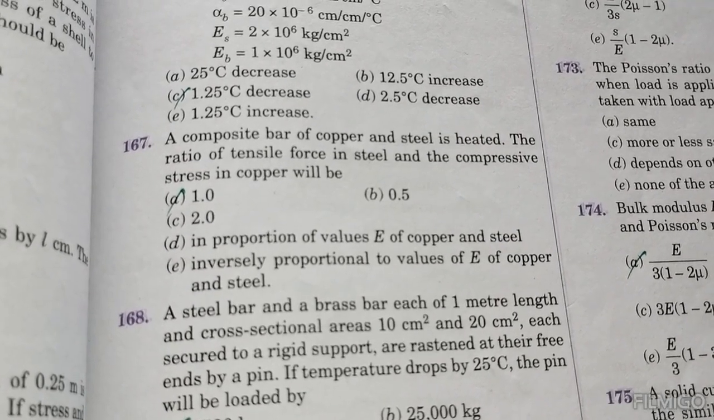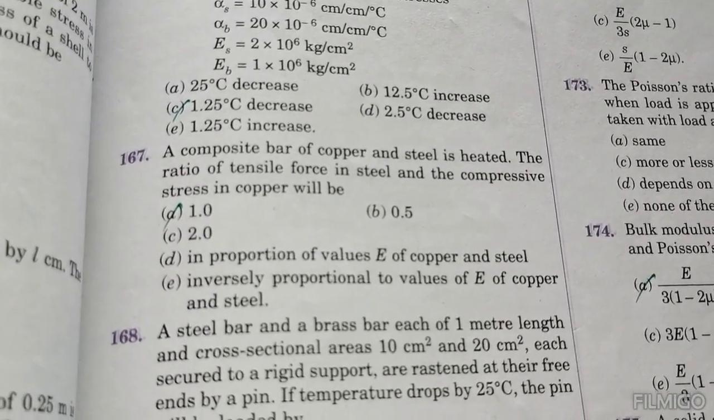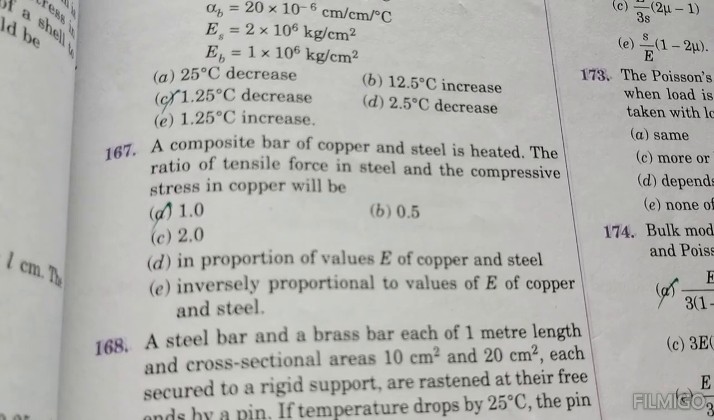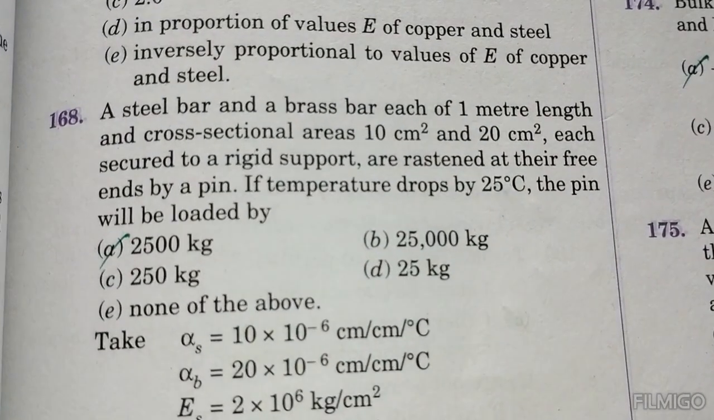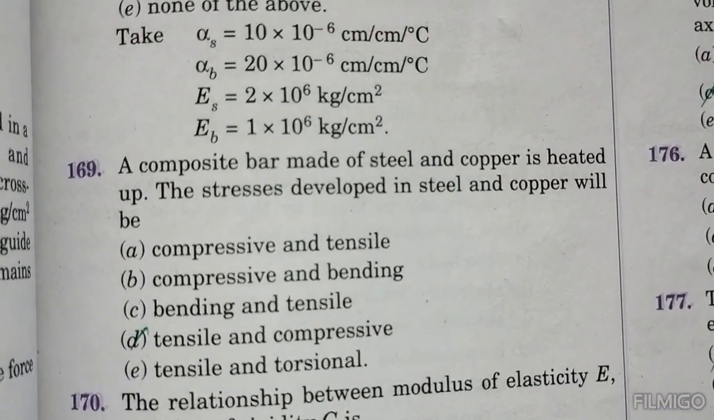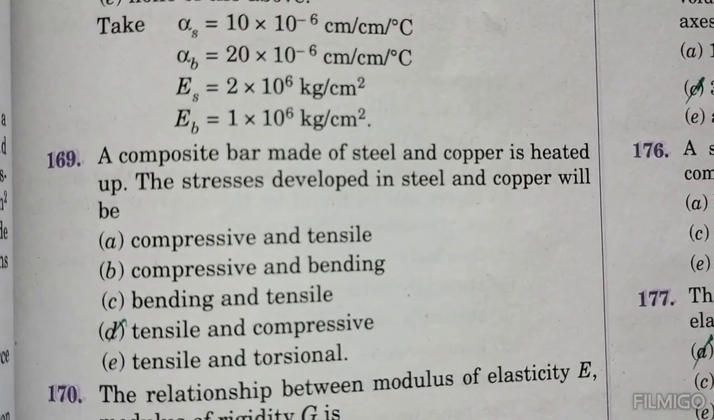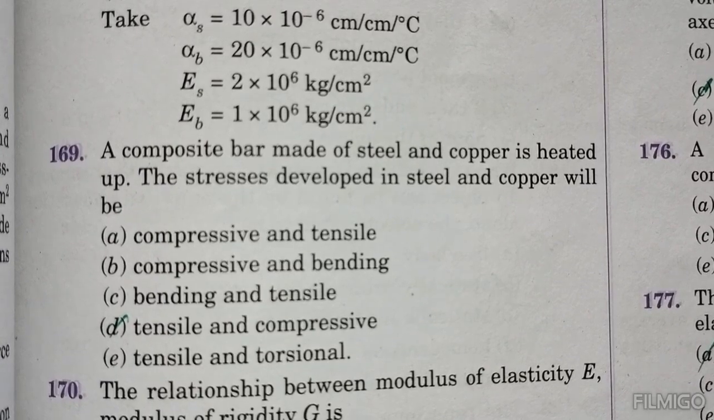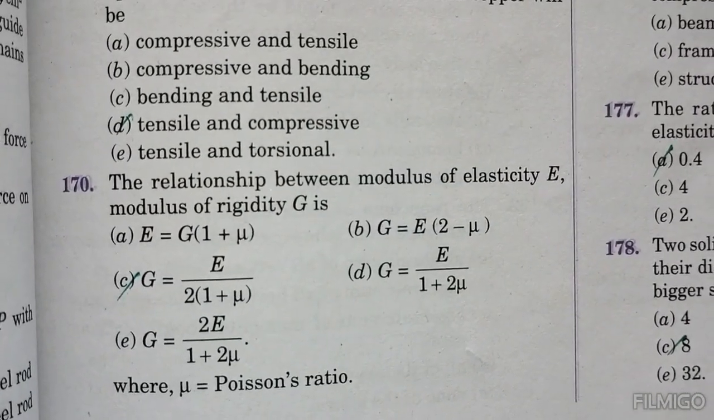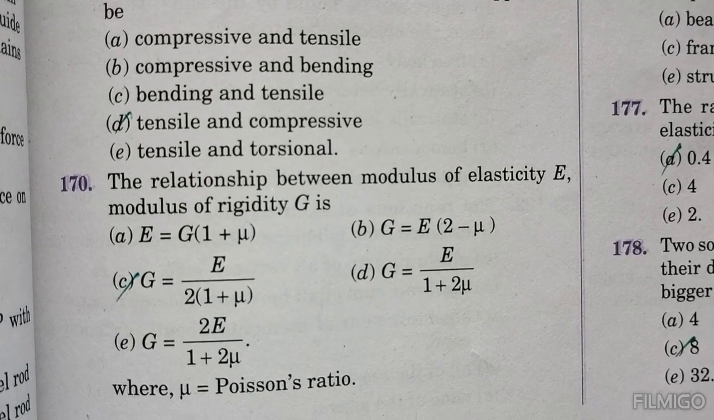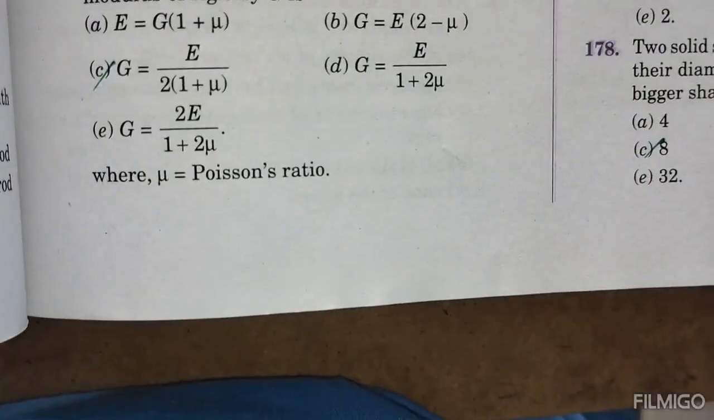A composite bar of copper and steel is heated; the ratio of tensile stress in steel to compressive stress in copper will be 1. A composite bar made up of steel and copper is heated up; the stresses developed in steel and copper will be tensile and compressive respectively. The relationship between the modulus of elasticity E and the modulus of rigidity G is G equals E by 2 of 1 plus mu.